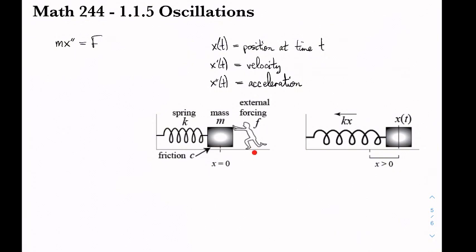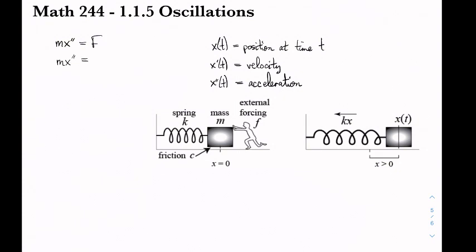Over here, we see what it looks like when the mass is extended in the positive direction, so moved to the right from equilibrium. In this case, the spring is going to be pushing back. It's a restorative force pushing back towards equilibrium, proportional to the distance that it's been stretched. The way Newton's law works, we just need to sum up the forces. So mx double prime is going to be, now what are the forces on this mass?